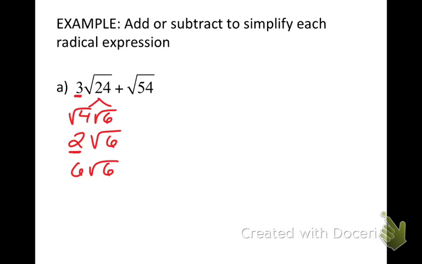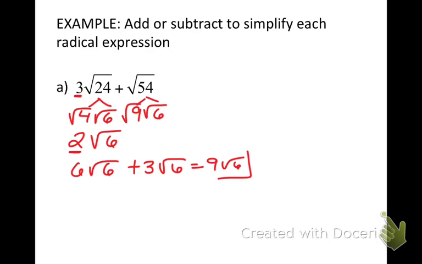Now let's do the same thing to the 54. Perfect square that goes into 54. What is that, 9 times 6 is 54. So square rooting both of those ends up with a 3 square roots of 6. Now do I have the same radicand? Yes. So if I had 6 square roots of 6s and I add 3 more square roots of 6s, I now have a total of 9 square roots of 6s. Okay, just think about that radical as a variable. Just kind of comes along for the ride.